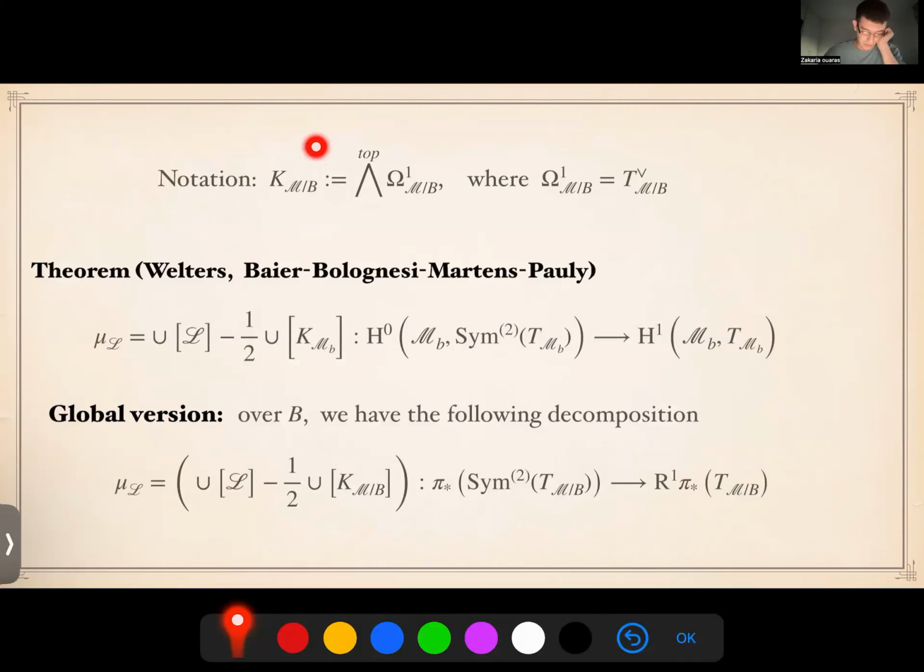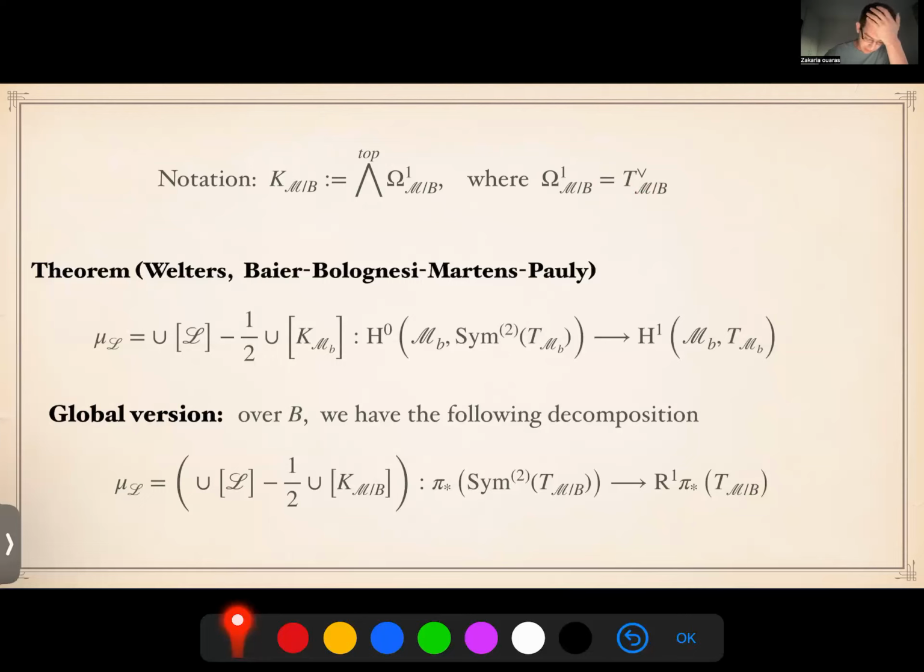So if you denote K_{M/B}, it's the relative canonical line bundle, which means the exterior product of the first order differential forms, relative differential forms, and top means the exterior product up to the dimension, the relative dimension, so the dimension of the fibers. So this is the dual, as usual, of the relative tangent bundle.